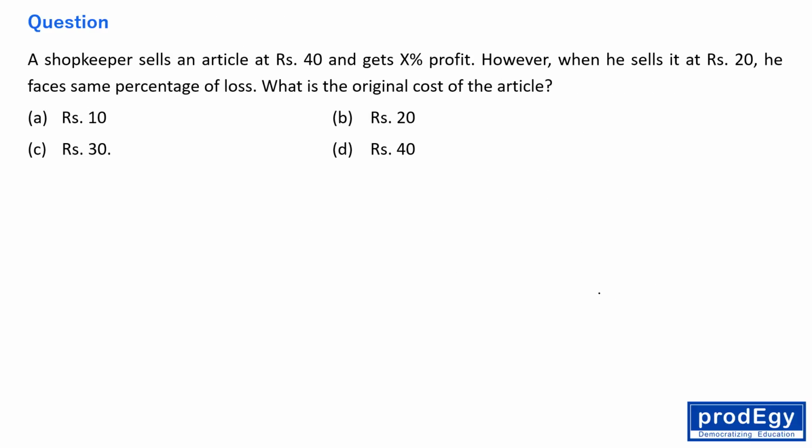A shopkeeper sells an article at 40 rupees and gets X% profit. However, when he sells it at 20 rupees, he faces the same percentage of loss. What is the original cost of the article?